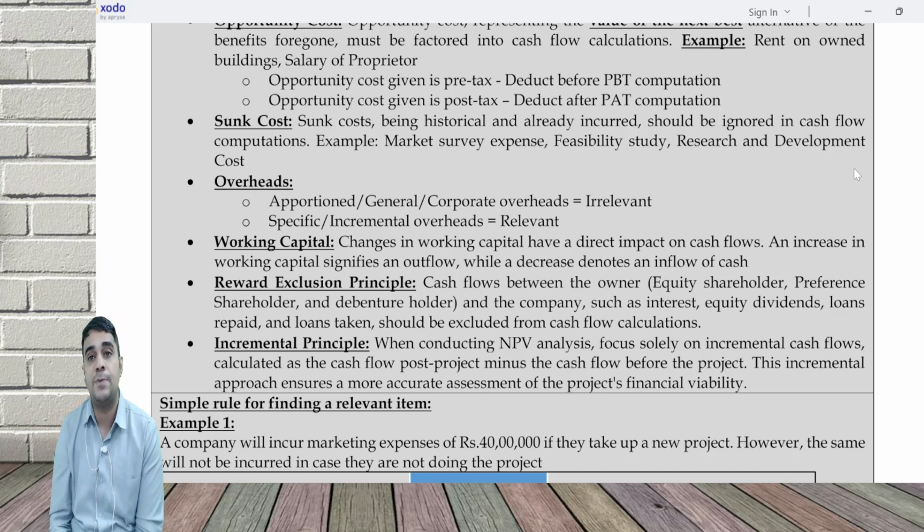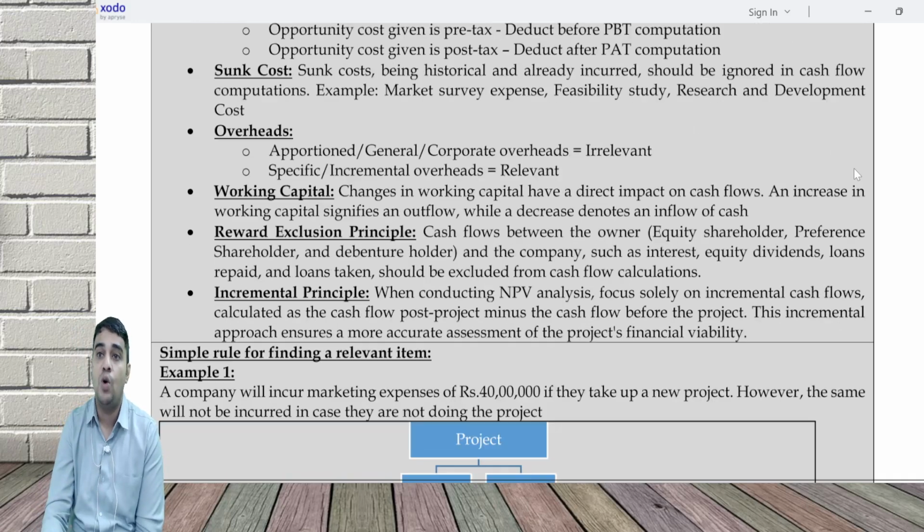Reward exclusion principle says whoever you are evaluating, if you're evaluating for FCFF, ignore the reward paid to debt, equity, and preference. If you're doing FCFE, ignore the reward paid only to equity shareholders. Incremental principle is consider only the incremental revenue or incremental cost in your analysis when you're comparing with the original scenario.